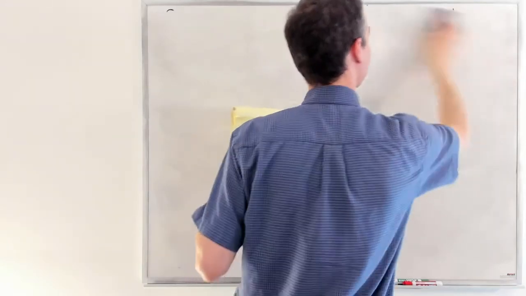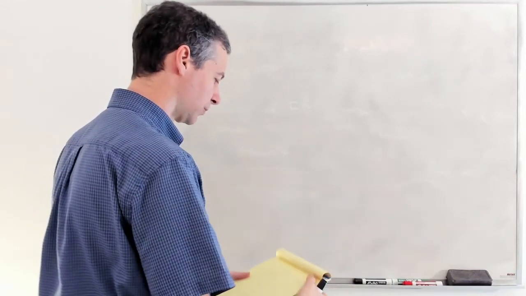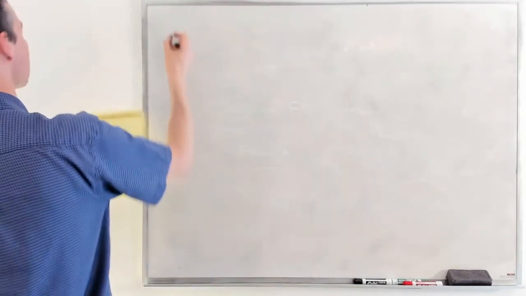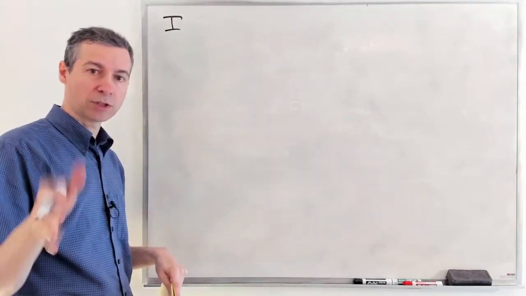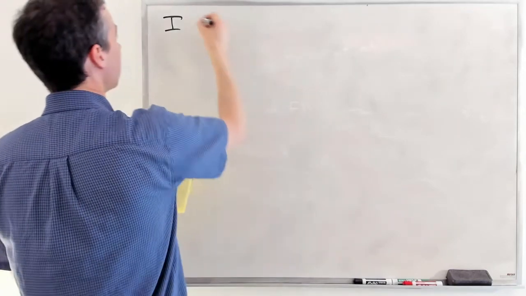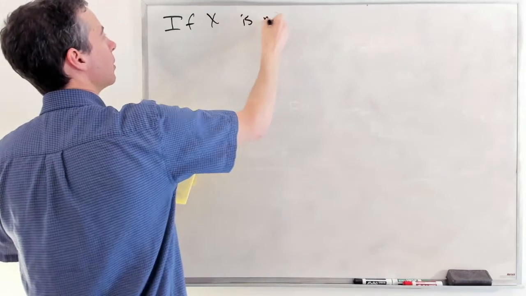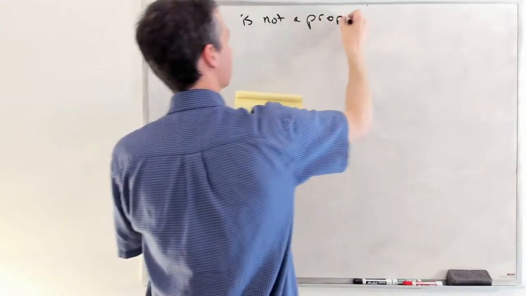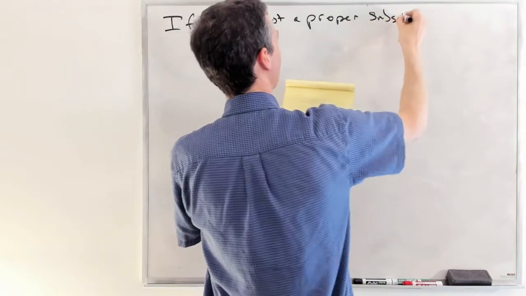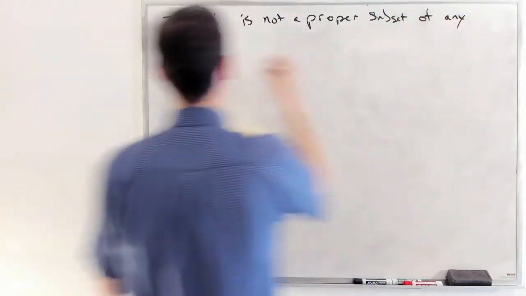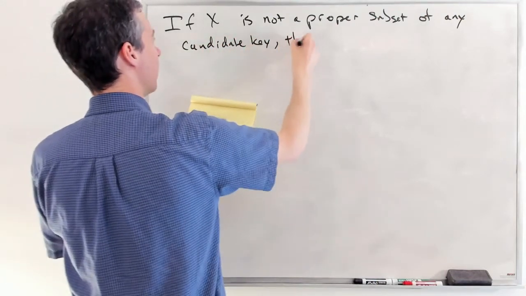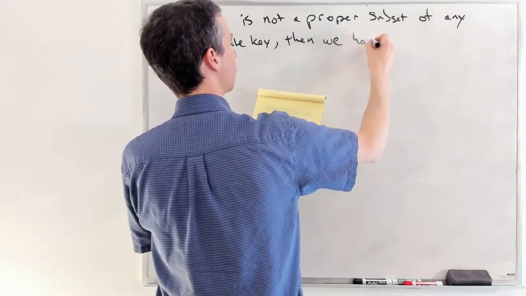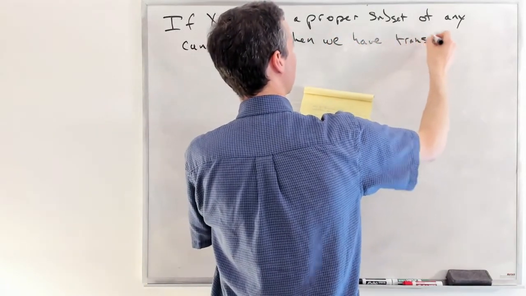Now the next one, our goal now is to get ourselves to third normal form. So remember, we've got this X and the A. X determines A, that's our functional dependency. So if X is not a proper subset of any candidate key, then we have a transitive functional dependency.